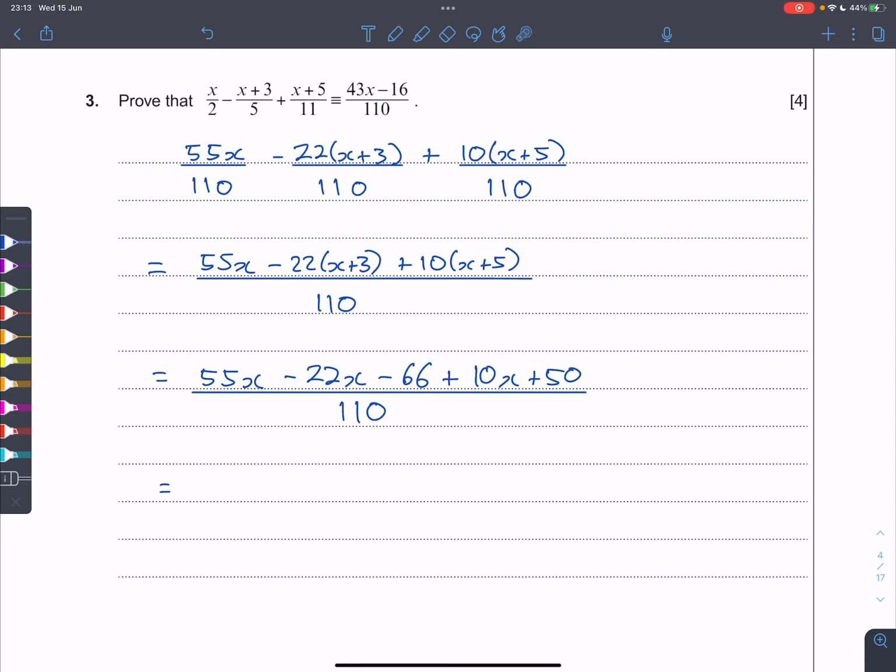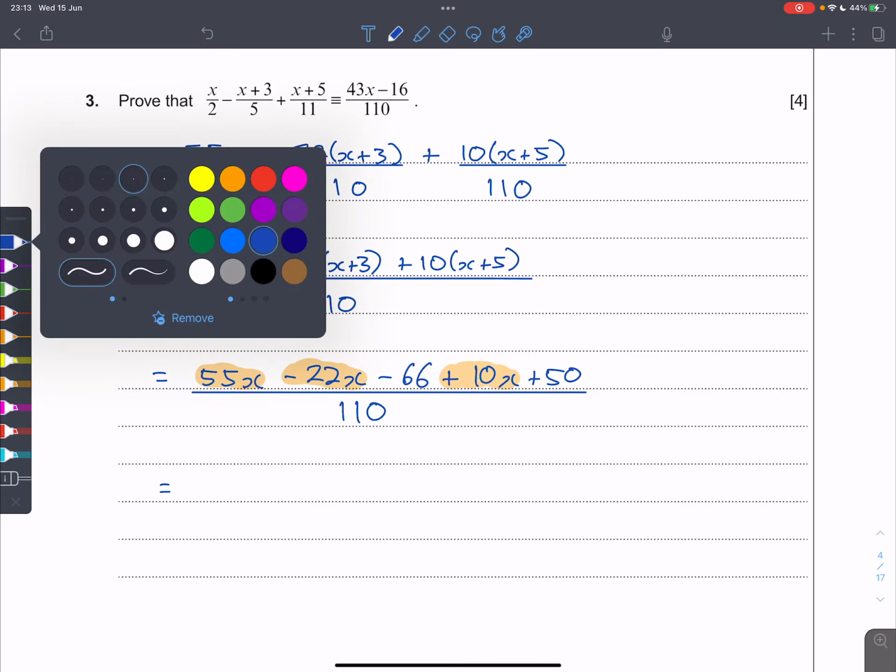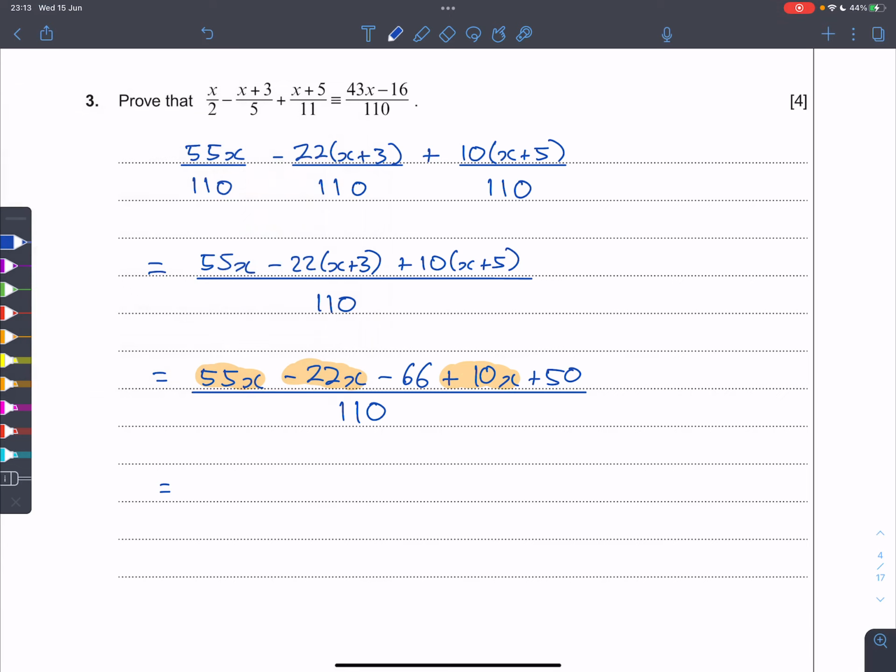Now, if I've done this right, what should happen is that everything here on the top will add up to 43x minus 16. So let's have a look at what we got. Let's look at our x's. 55x minus 22x plus 10x. So 55, that's 65x. Take away 22 is going to be 43x. So that's good. That's what we want. So 43x. And then the constant, negative 66 plus 50 is negative 16.